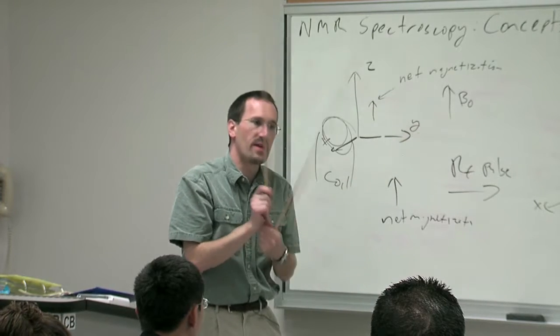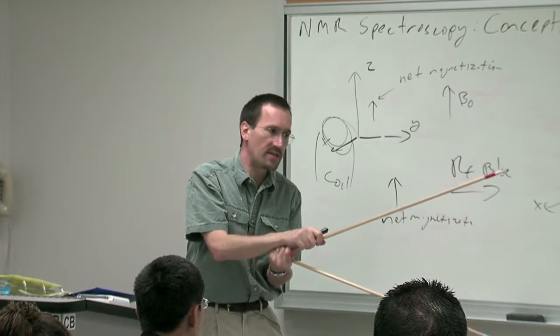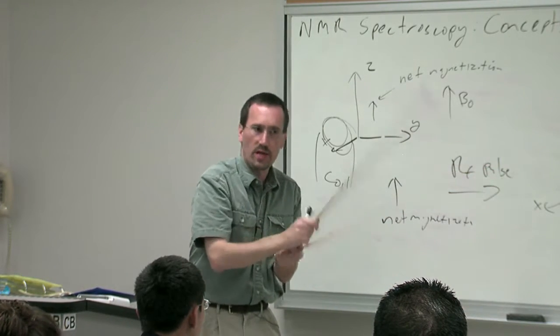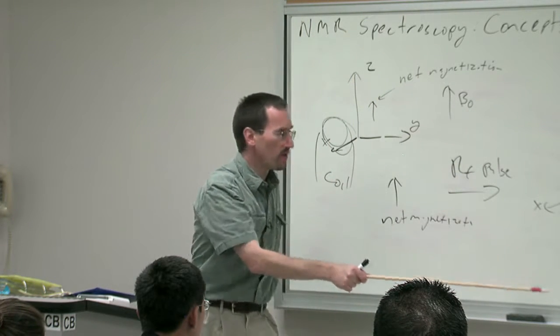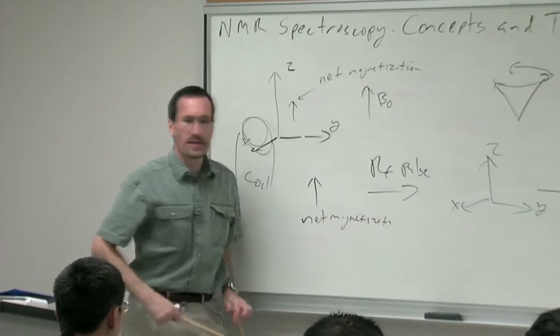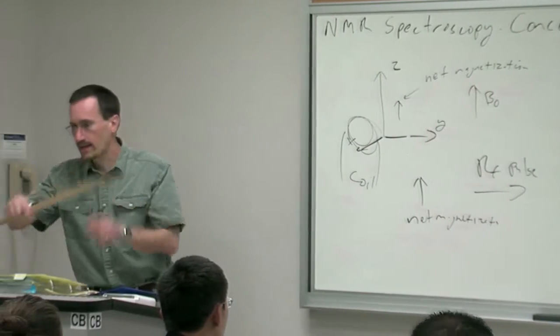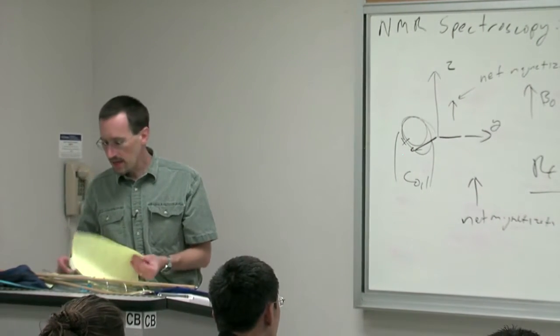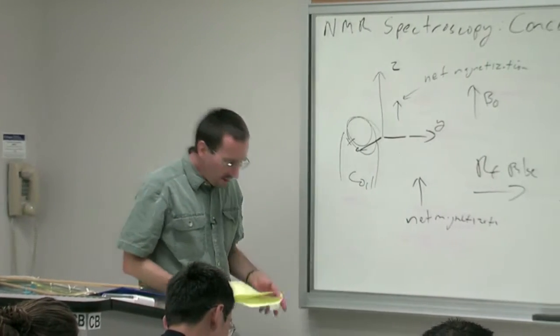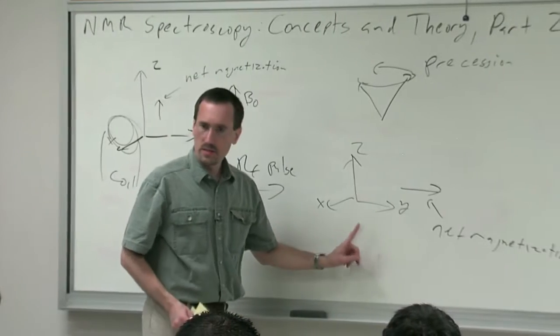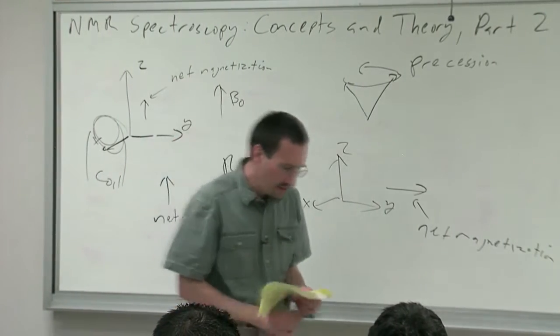Even though there are some that are like this, I drive it down, they're countering each other. There are some like this, I drive it down, they're countering each other. And so our net magnetization ends up along the y-axis. Does that make sense? All right, let's come back to our spins to see what this means.